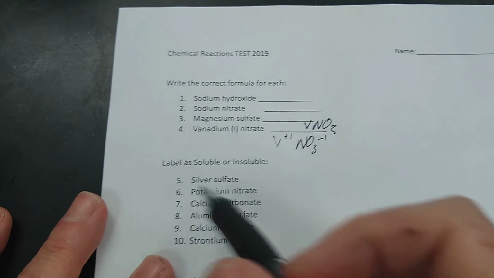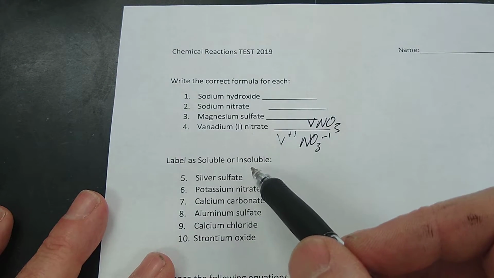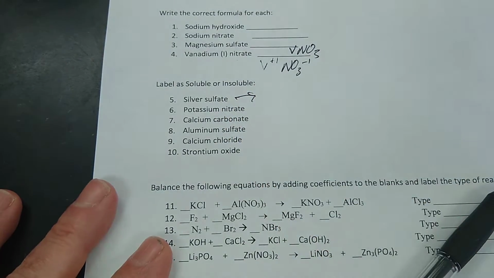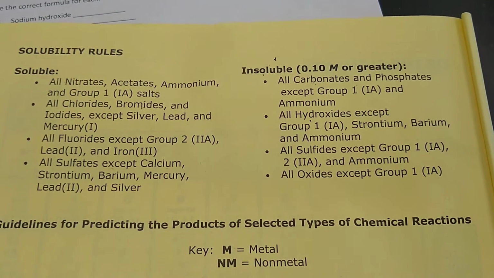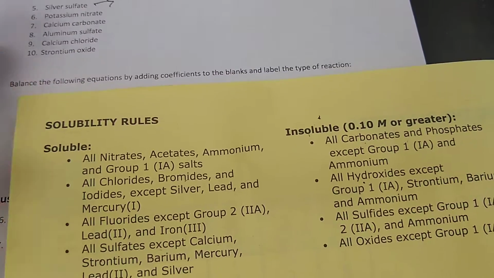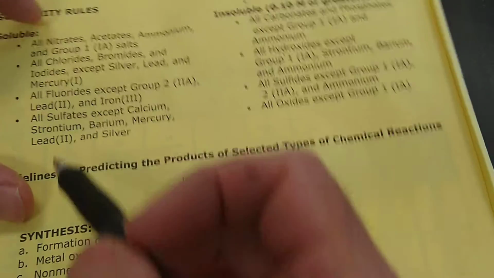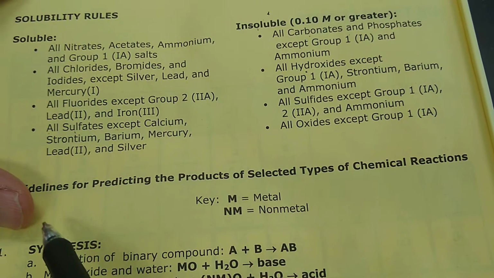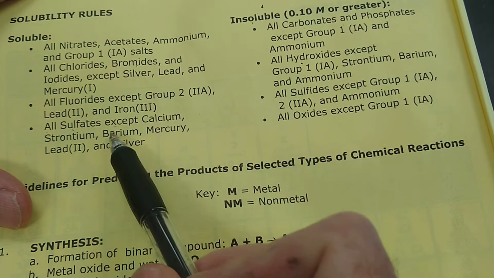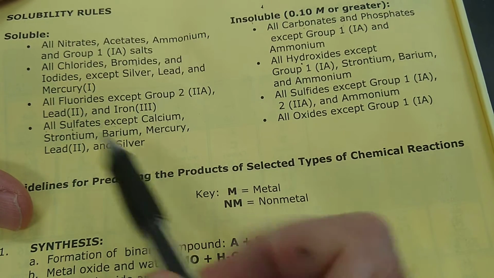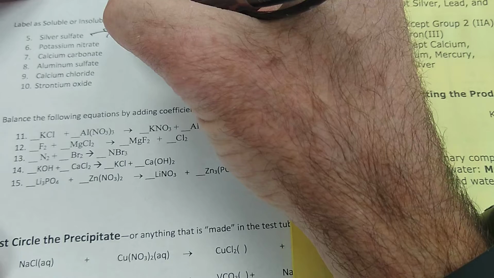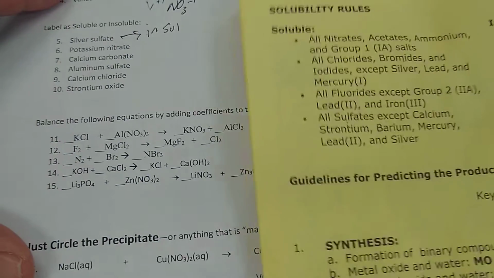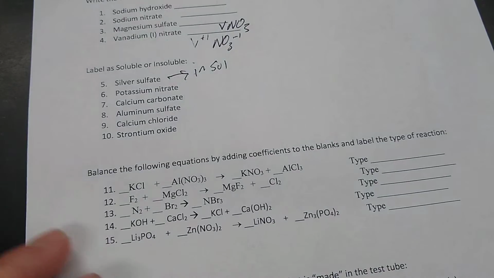All right. Label as soluble or insoluble. I'll do the first one, silver sulfate. So we're looking on top of page 6, and we look at our sulfates. It says all sulfates are soluble, okay, except calcium, strontium, barium, and silver. So that's cool. That was an exception. That is insoluble. All right, insoluble.